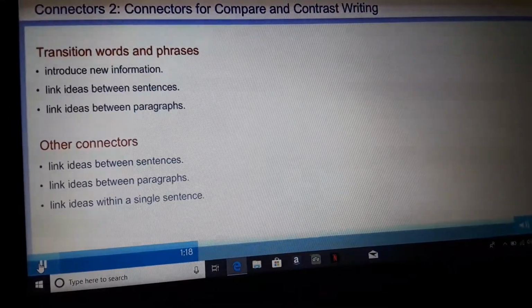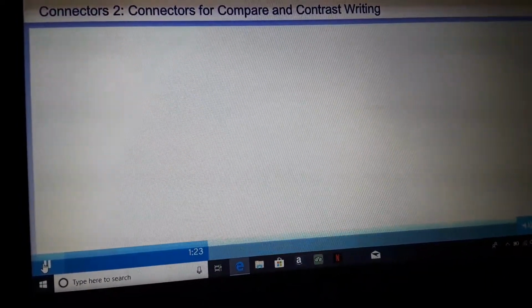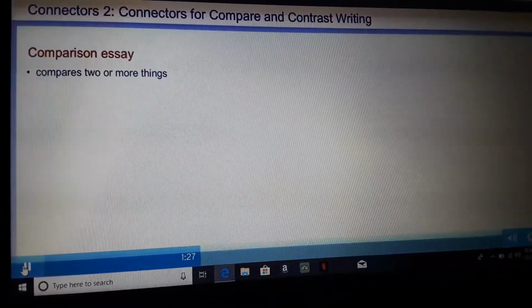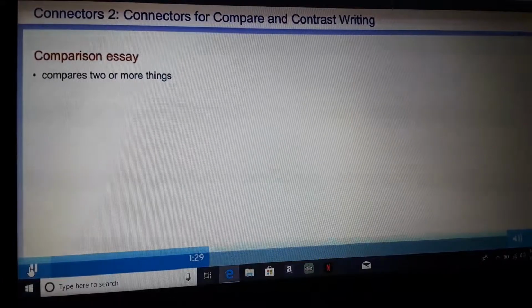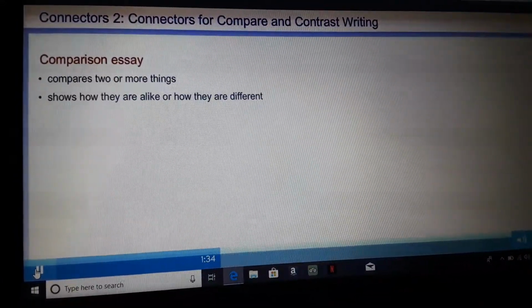Some connectors are used more often in certain kinds of essays than others. In a comparison essay, the writer compares two or more things. The writer shows how the things are alike or how they are different.